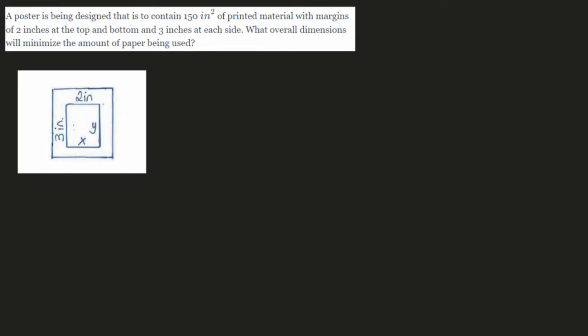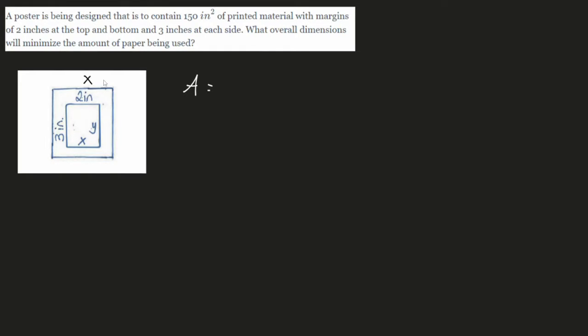In this example, a poster is being designed that's to contain 150 inches squared of printed material with margins of 2 inches at the top and bottom and 3 inches at each side, but overall dimensions will minimize the amount of paper being used. Now to set this one up, this is going to be an area problem, A, but we need to determine the area of this overall poster, not just this XY portion in the center.